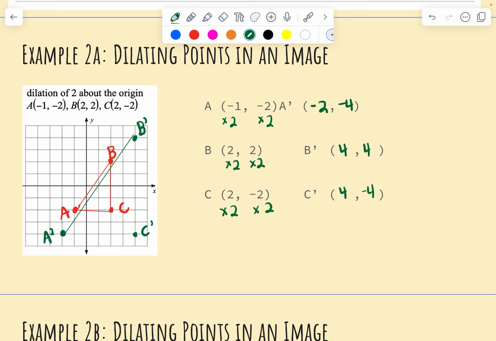So if you look at this, oh, I just realized I put my A in the wrong spot. My A prime, oh no, that's in the right spot, (-2, -4), okay. So if I connect my points here, we can see that our triangle has gotten bigger by a factor of 2. So each of my lines has gotten bigger by 2, or each of my sides.